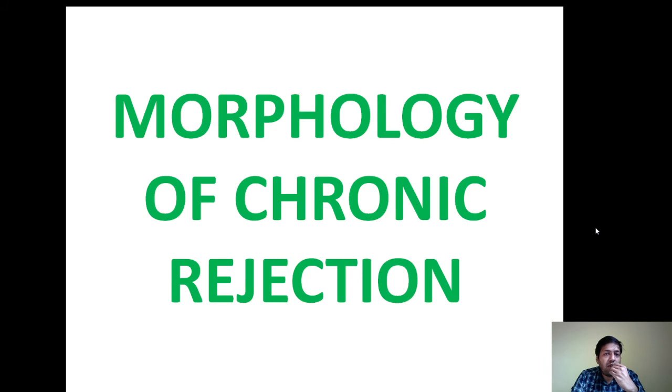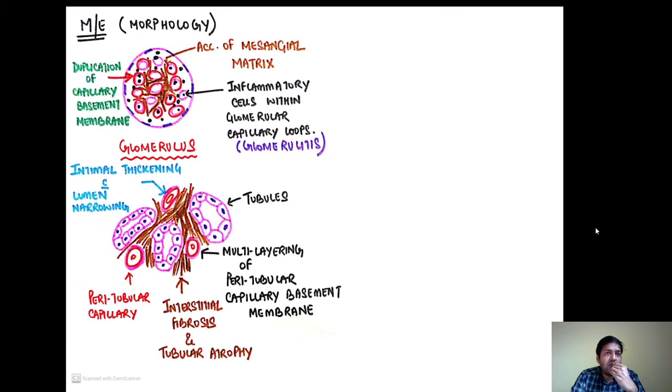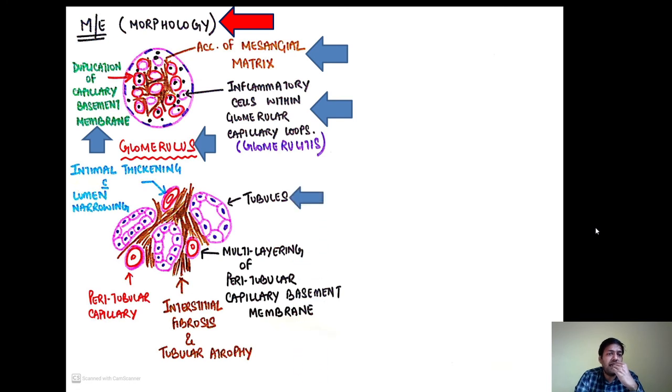Now what is the morphology of chronic rejection? Let us see. At the level of the glomerulus, we find accumulation of the mesangial matrix followed by inflammatory cell infiltration within the glomerular capillary loops, called glomerulitis, and there is duplication of the capillary basement membrane. This is very important. At the level of the tubules and peritubular capillaries, these are the kidney tubules, and these are the peritubular capillaries.